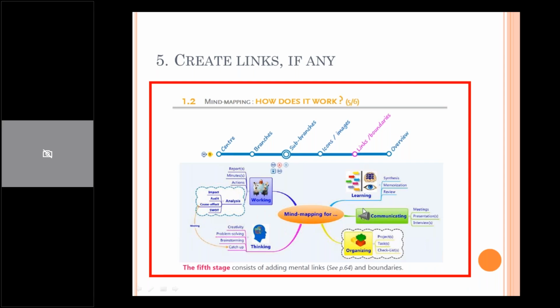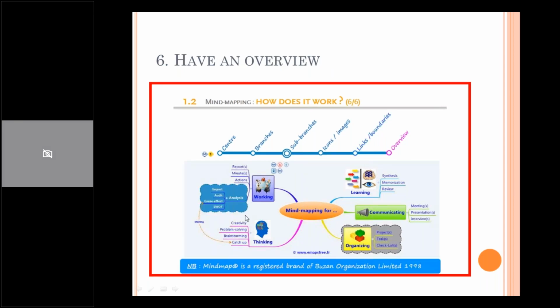Okay. And the 5th one, if at all you feel that you can create a kind of associations, kind of links between any two different keywords, branches, sub branches, you can create links, you add links. Once these 5 steps are over, you can have an overall view of your presentation. You feel is it okay, then finalize.